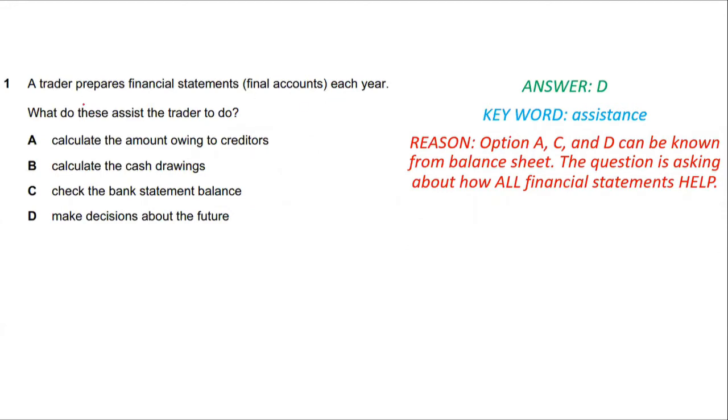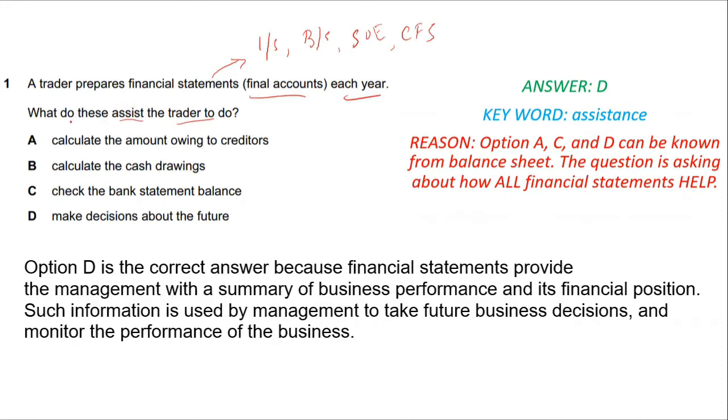Multiple choice number one. A trader prepares financial statements, final accounts each year. So financial statements basically include the income statement, balance sheet, statement of changes in equity, and then cash flow statements. What do these assist the trader to do? So we need to look for our requirement: it's basically asking how all financial statements help the trader.